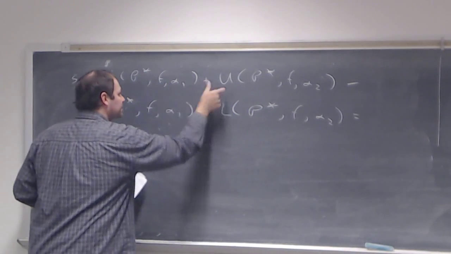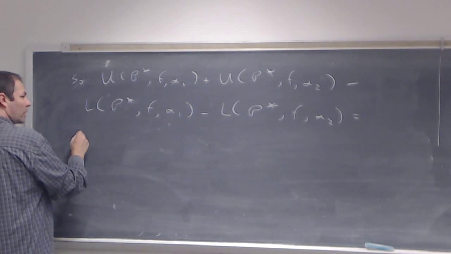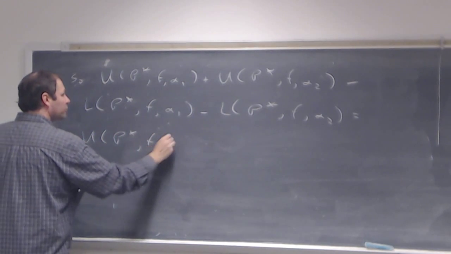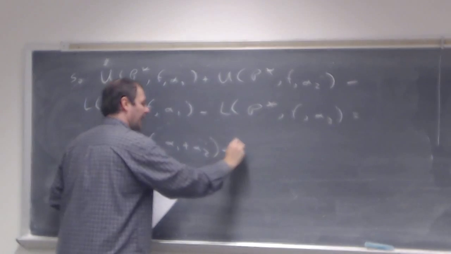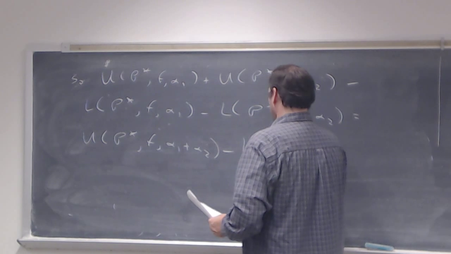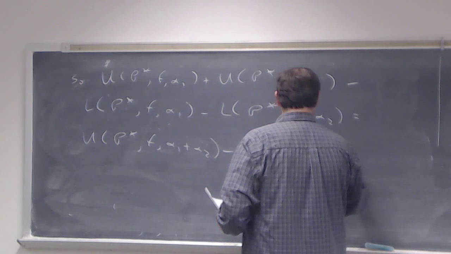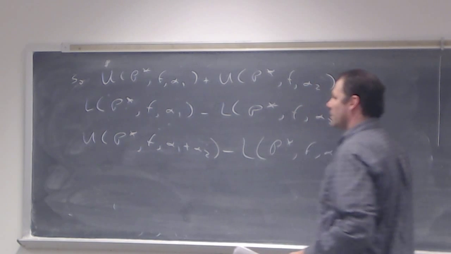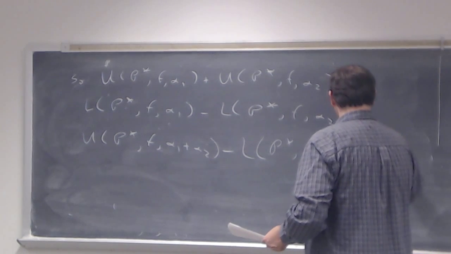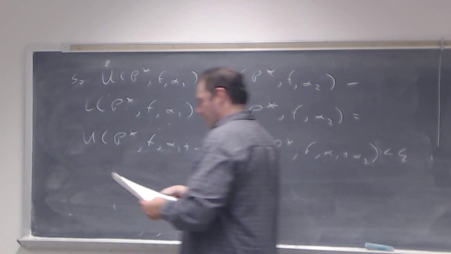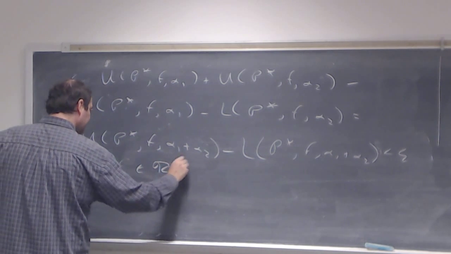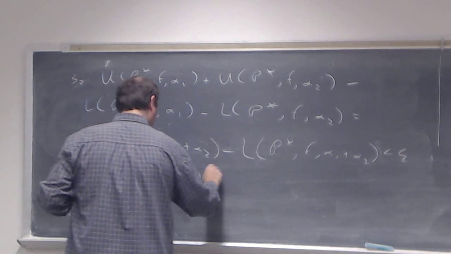But wait a minute. This first addition of the upper sums is nothing more than the upper sum with respect to alpha sub 1 plus alpha sub 2, minus this right here, the lower sum combination, which is the lower sum with P star, F, and alpha sub 1 plus alpha sub 2. That's a fact that we did within this theorem, something we've already proven. And like I said, we know that this is less than epsilon. So that means that F is Riemann integrable with respect to alpha sub 1 plus alpha sub 2.